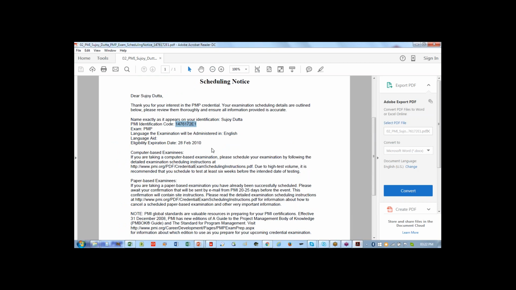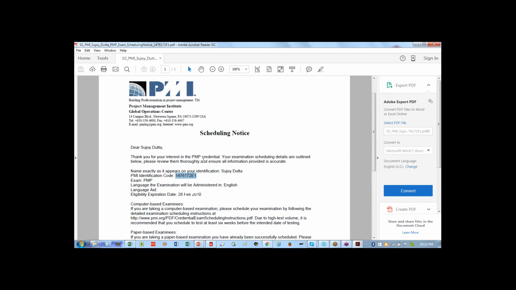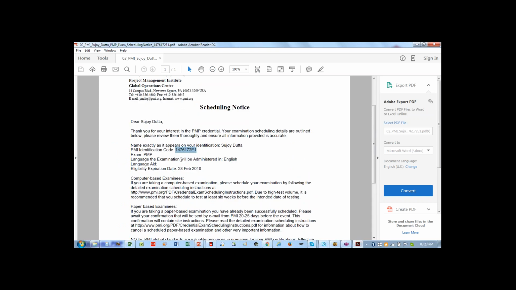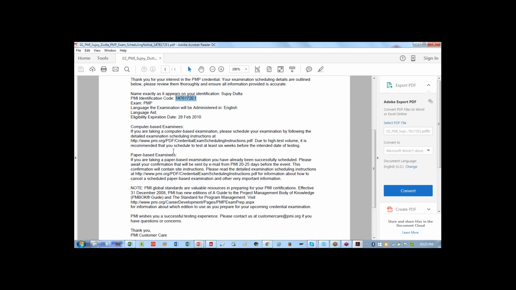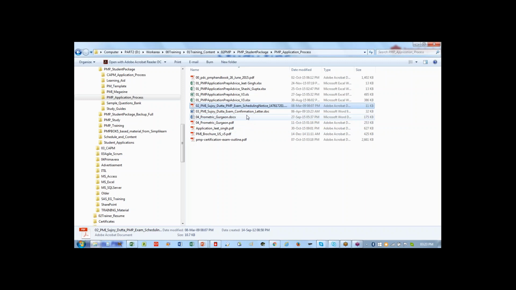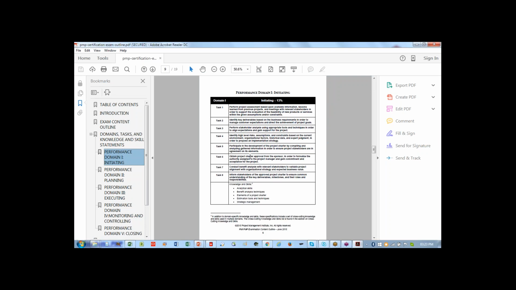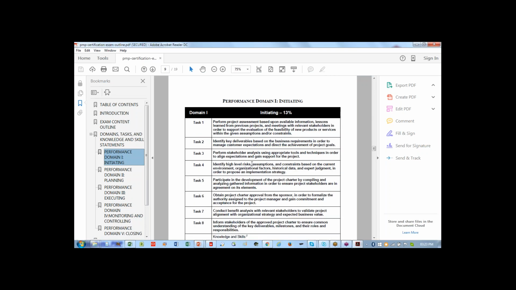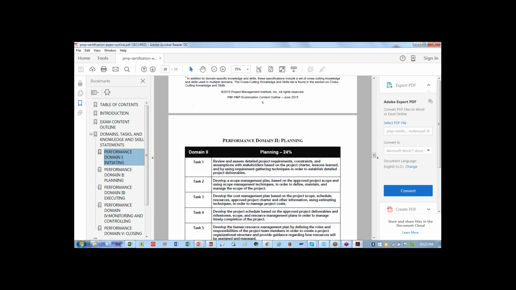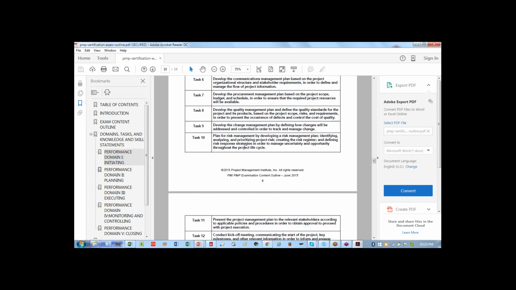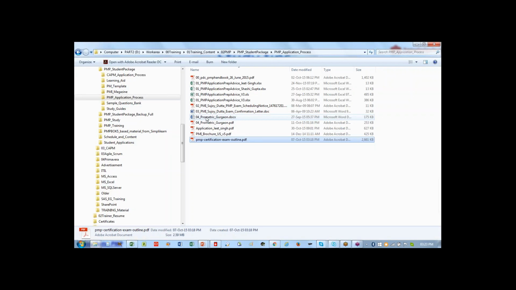Now, if you look at this, this is valid for 1 year. Okay, so this is valid for a full 1 year, and you can take the exam at any Prometric center. Then this is basically a local address, so you don't need to use this. So this is the PMP certification exam, the latest one. Okay, so this is the outline of the latest, so you can read it.